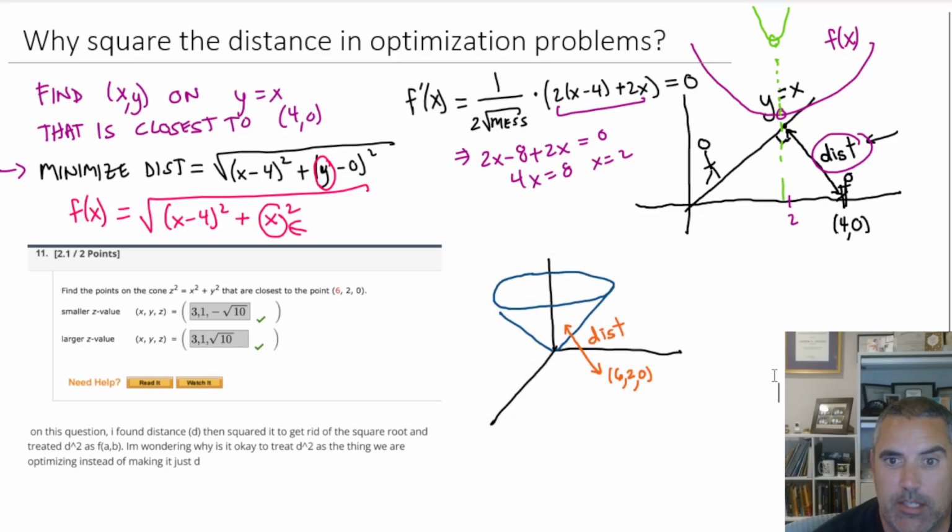But this is something that I've been asked about many times over the years. Same thinking. We're trying to minimize the distance from a point to a cone. It's actually a double cone. That's why there's 2 answers. The cone goes down as well. And it's going to happen at the same value, the same plus or minus.